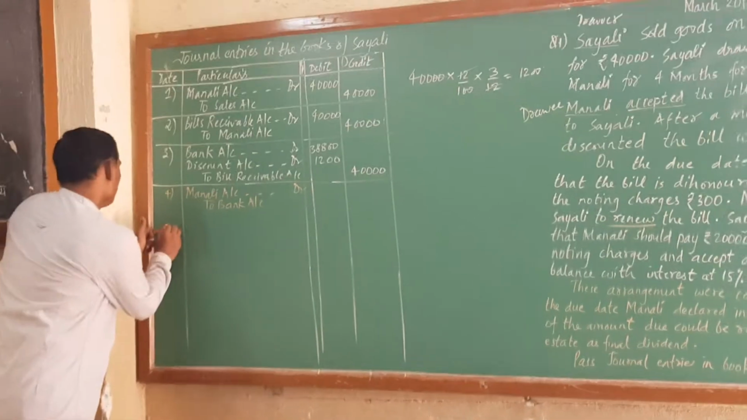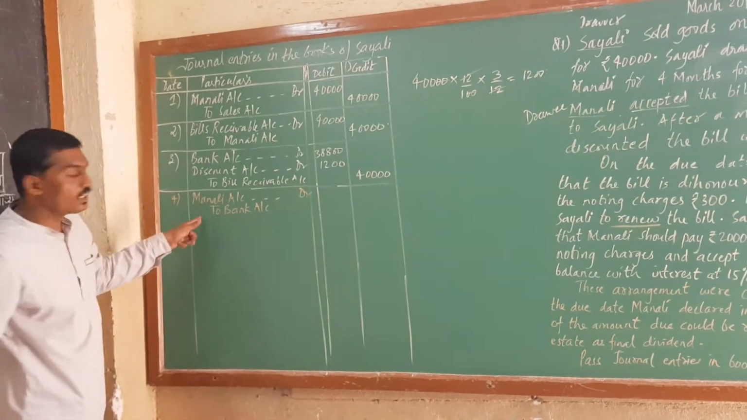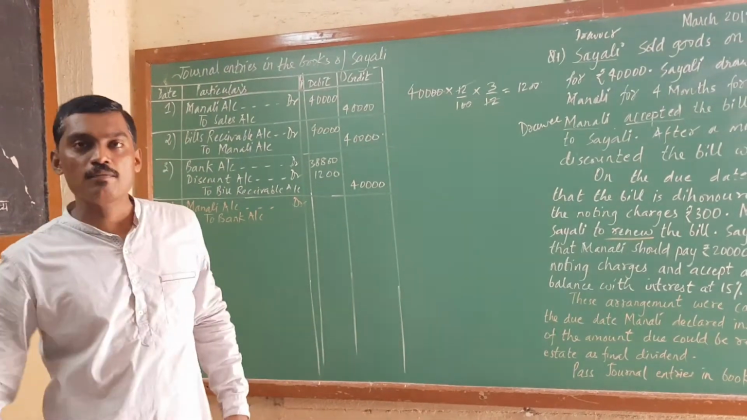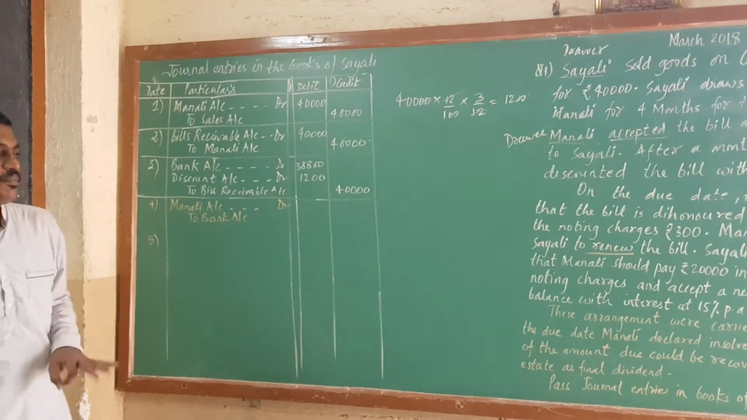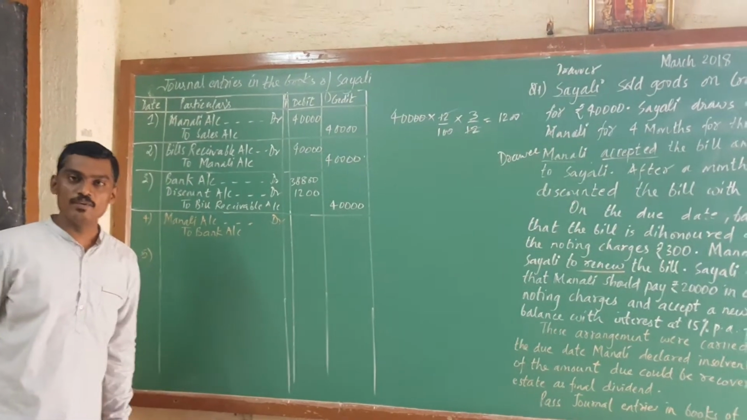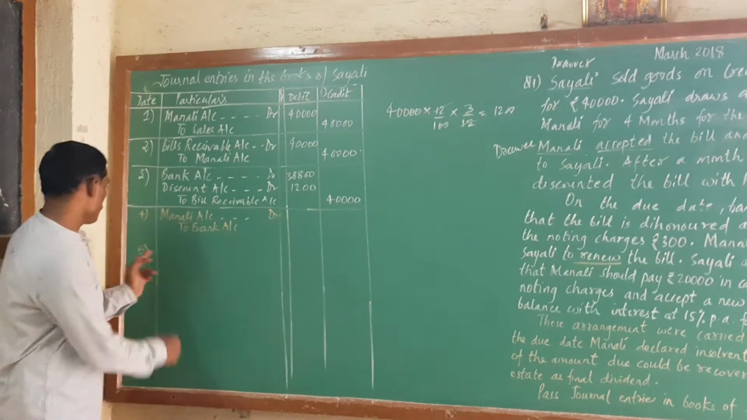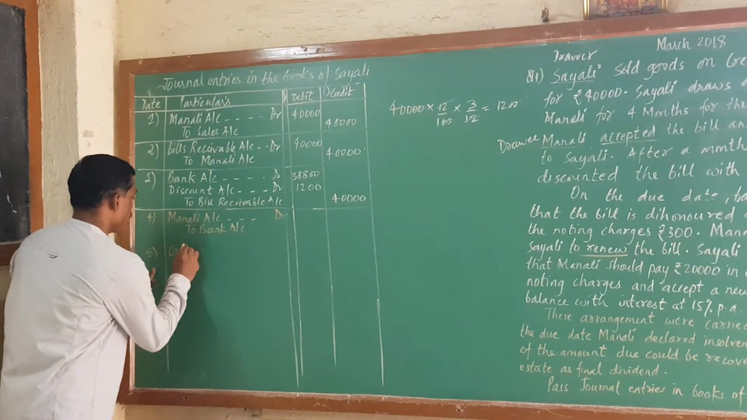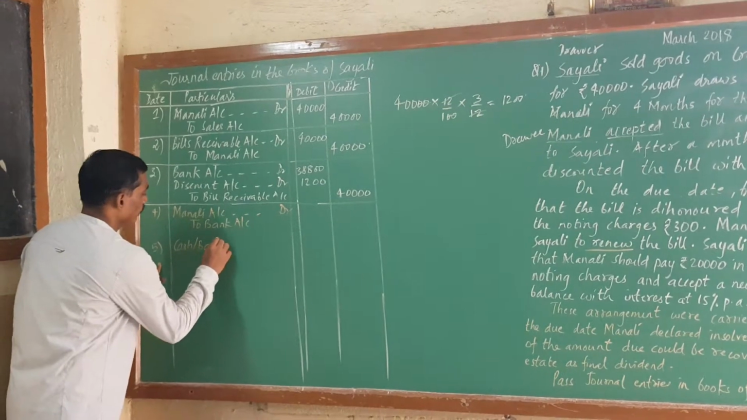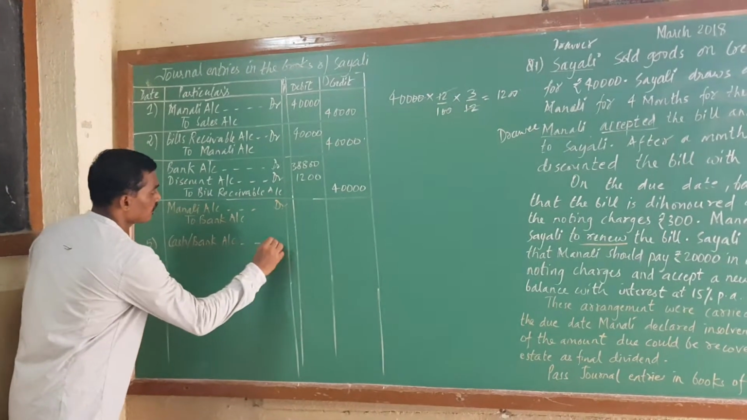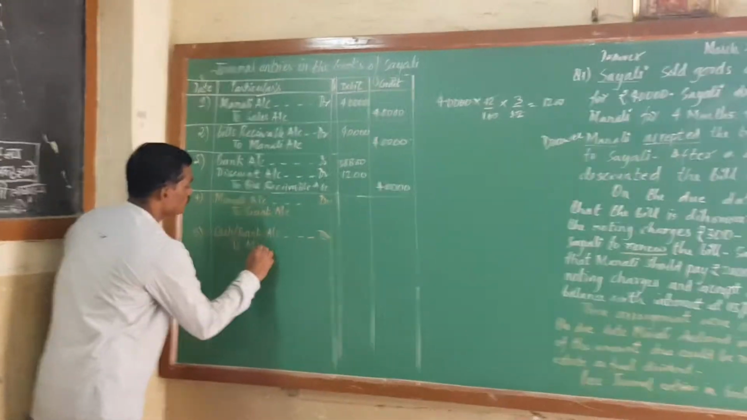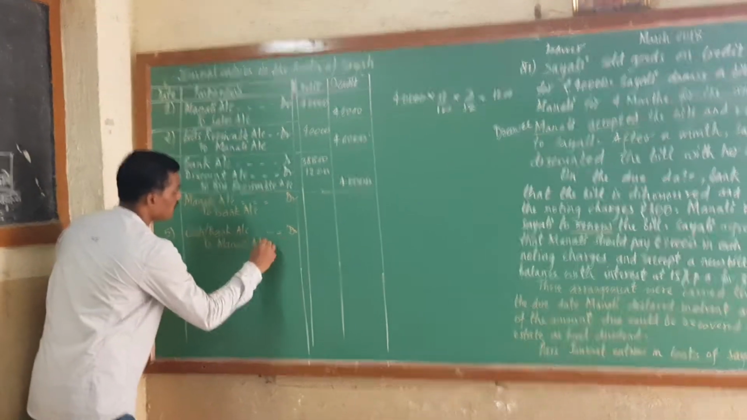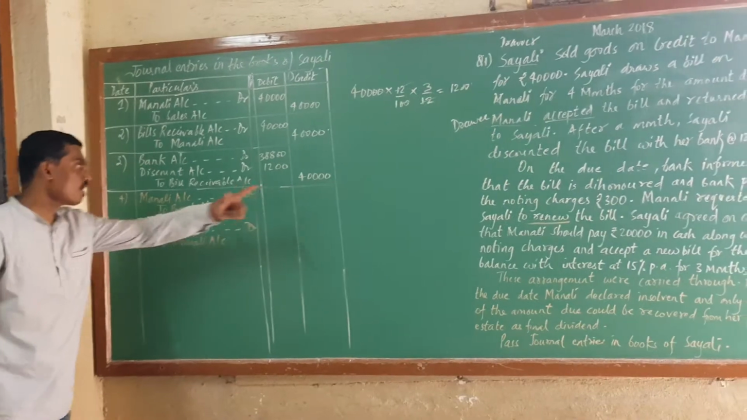Then next entry is what? Next entry, part payment. So part payment means what? Drawee is making a cash payment. So cash is coming into the business. Cash account debit, then to drawee account. So cash or bank account debit. Next entry will be of part payment. So cash or bank account debit to drawee. Drawee is Manali. So Manali account. We will write up the amount afterward.